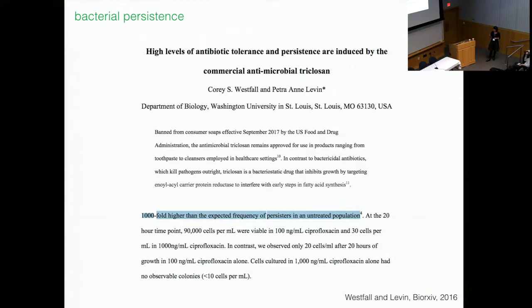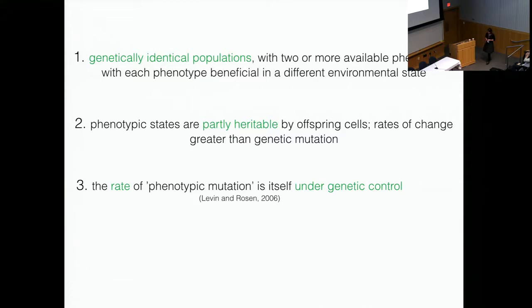So, you know, bacterial persistence could actually be a health risk overall. And what all these systems have in common, and what we generally try to do when we try to understand something analytically and begin modeling one of these phenomena, is to try to find commonalities between all these different systems. So one thing that they have in common is that you find over and over again these genetically identical populations with two or more available phenotypes, each one better in one of the environmental conditions.